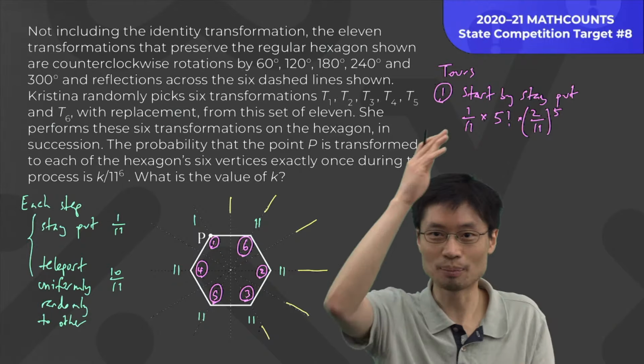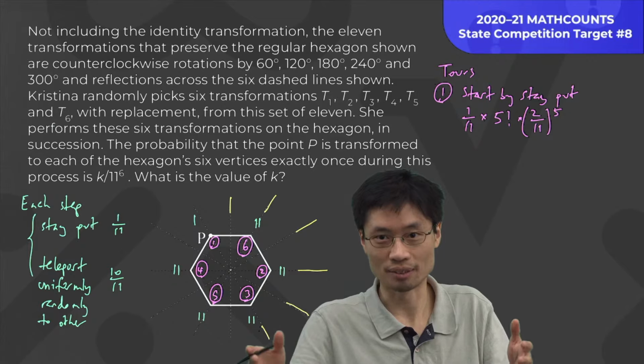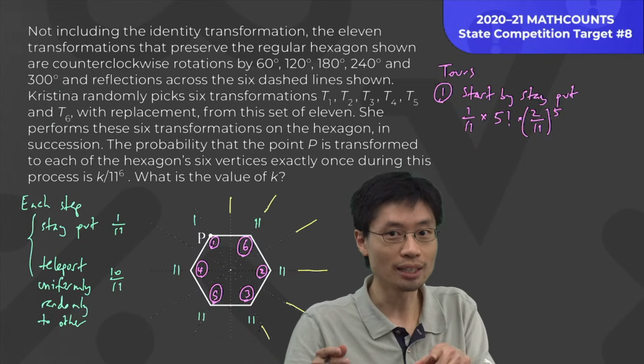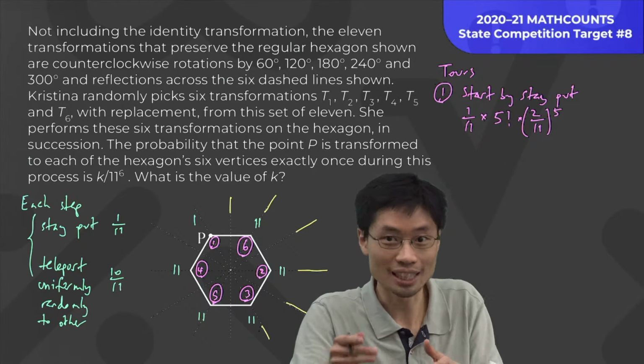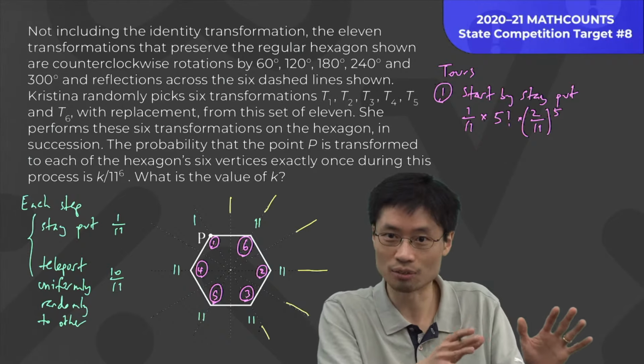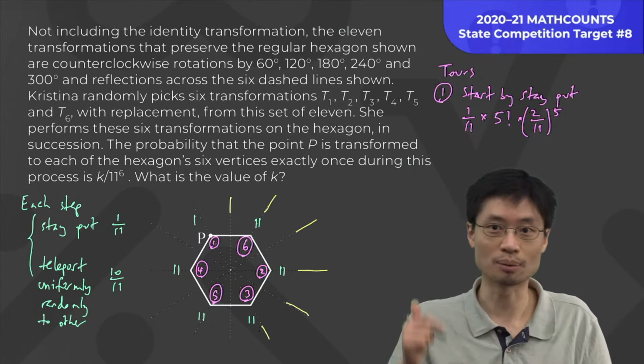You can say, this means I stay put first, 1 over 11. Now I go 10 over 11. But then the next time I go, I need to avoid the places I've already been. So now it becomes 8 over 11. And then I need to avoid the ones I've been to now, which is 6 over 11, and so on. So I was just showing you 2 different ways of understanding why this is probably right.